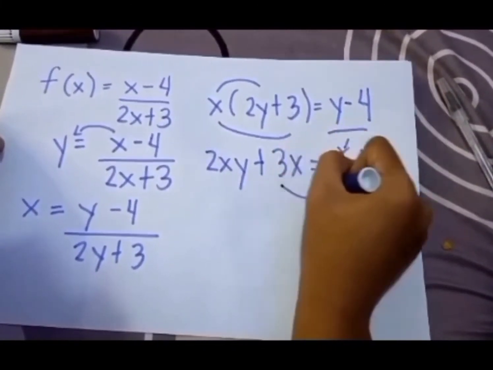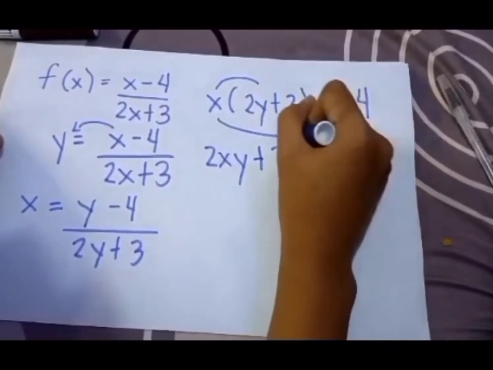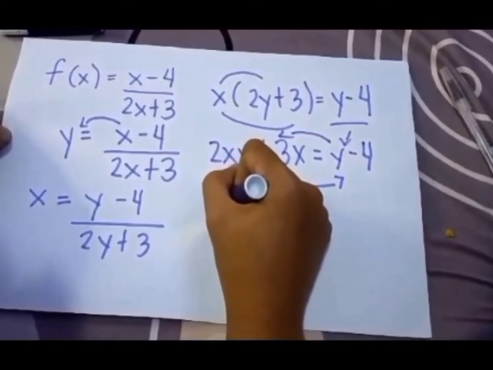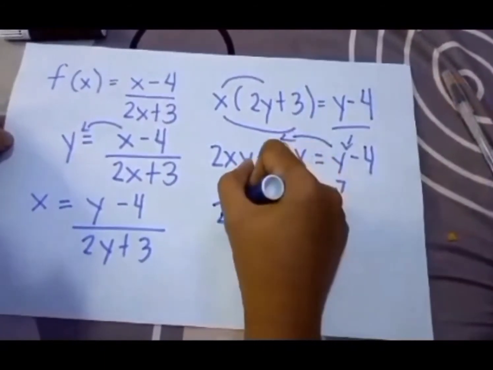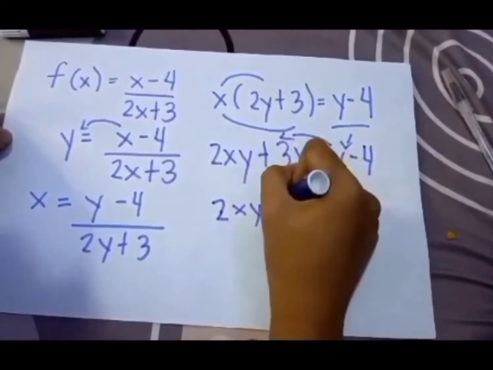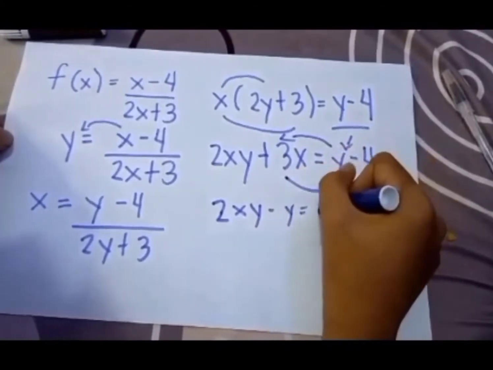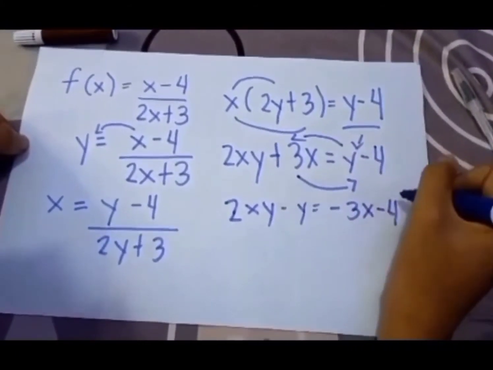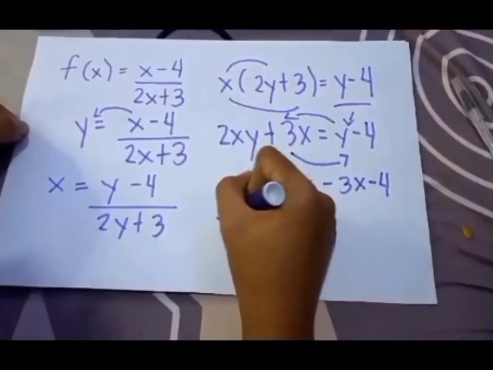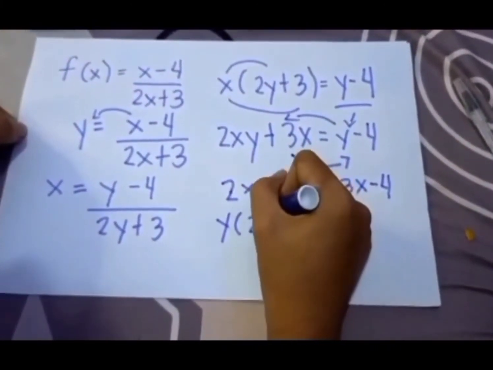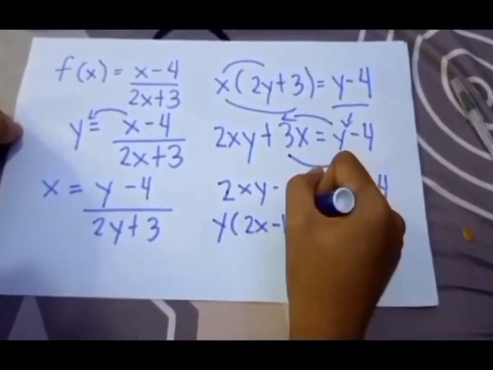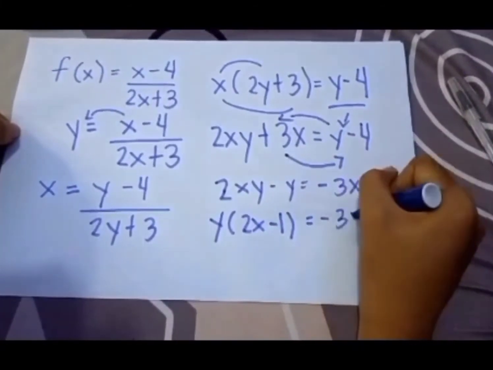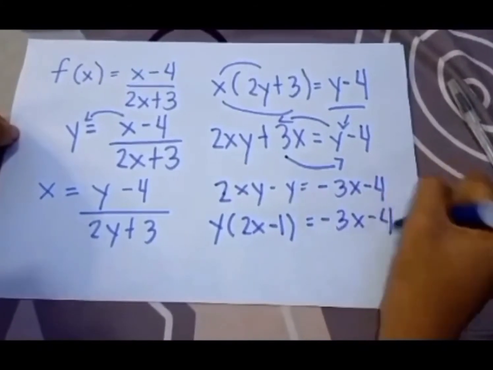i-transpose natin sa kabila para maging solo si y at para mapunta naman si y sa kabila. So, magiging 2xy minus y equals negative 3x minus 4. So, y, the quantity of 2x minus 1 equals negative 3x minus 4.